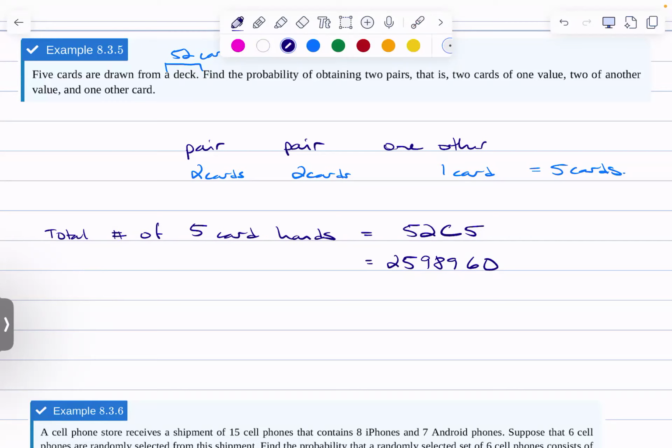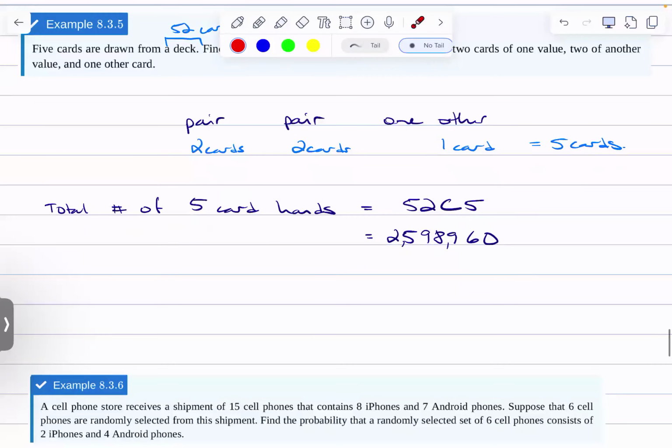Okay, did I do my commas right? Yeah, roughly 2.6-ish million 5 card hands. Yikes. How many of those are 2 pairs and 1 other card? Let's see. How can I draw? And I'm going to need to cheat, I think, or at least think about it.